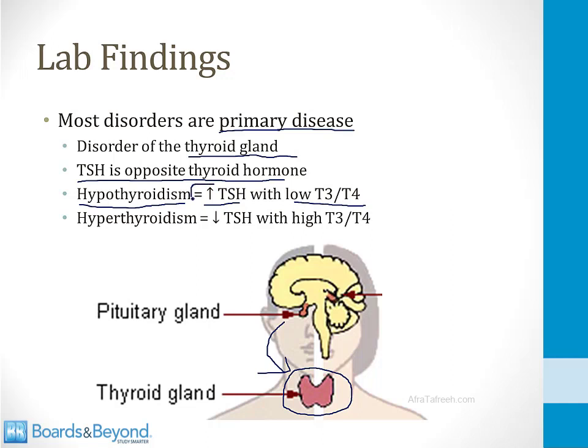The reason for the high TSH level is because the pituitary gland is trying to correct the thyroid disorder. In hyperthyroidism, that is a primary disease, there will be a low TSH, and that's because the anterior pituitary gland is trying to also correct the problem by lowering the TSH level.